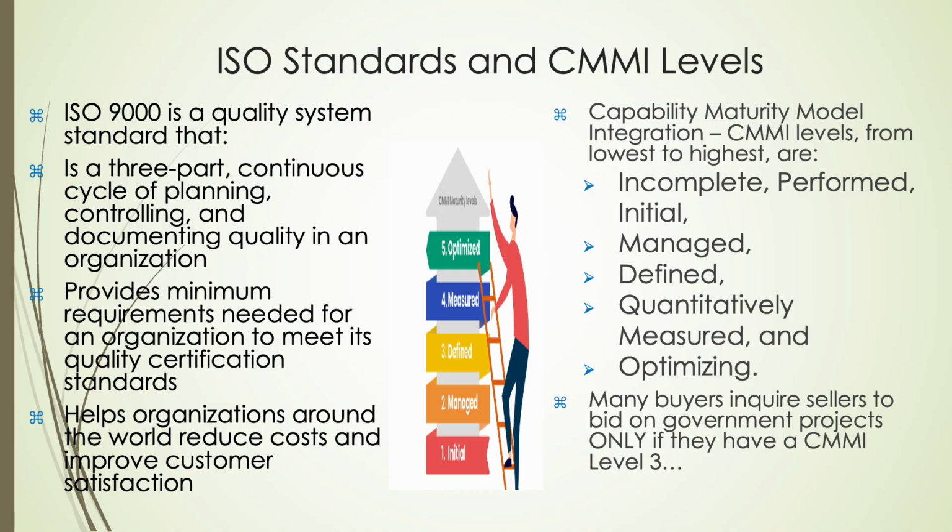CMMI maturity levels further strengthen this structure by embedding best practices at an organizational level, evolving from unpredictable and reactive processes, Level 1, Initial, to fully optimized and continuously improving systems. As an organization matures through the CMMI levels, its ability to plan quality, execute improvements, and sustain gains becomes increasingly sophisticated and reliable. Together, these frameworks create a powerful synergy.